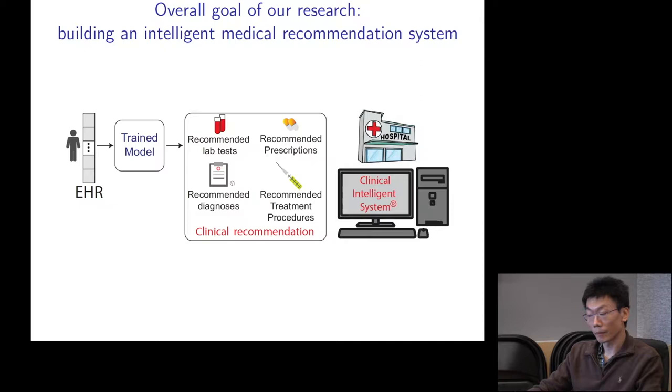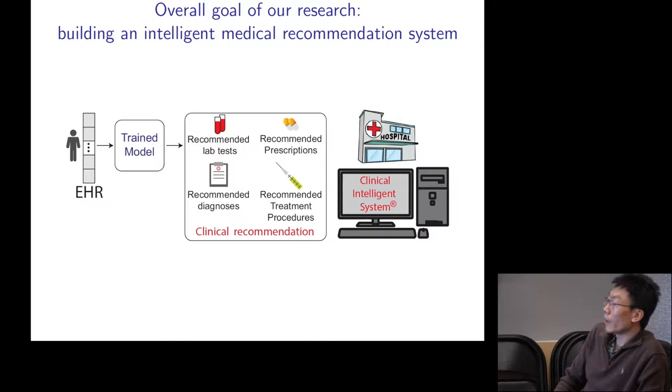So the recommendation is based on the amount of prescriptions the medical community did? Correct, based on the records. Do you know that it is effective? Yeah, so that's a good question.